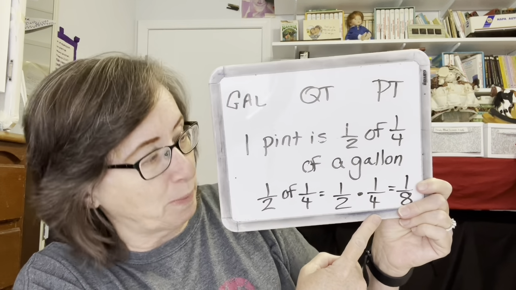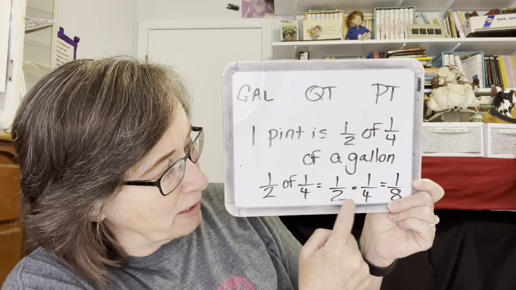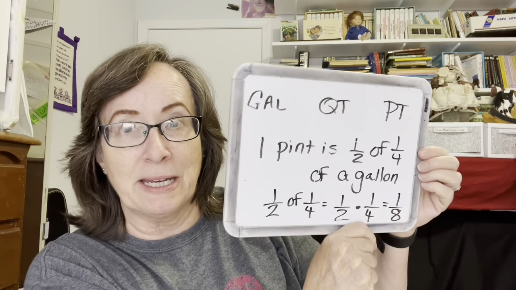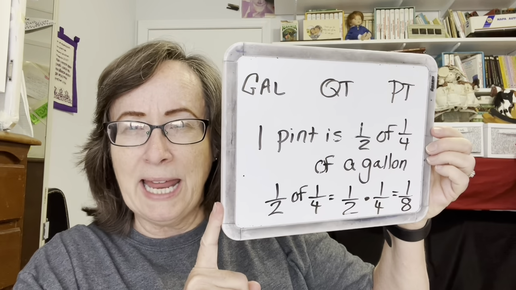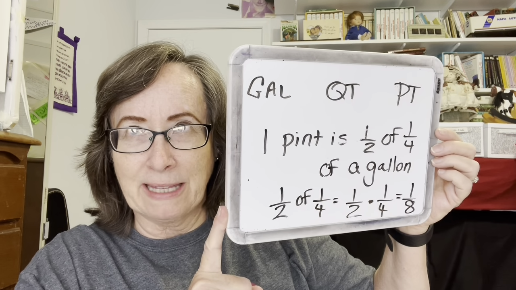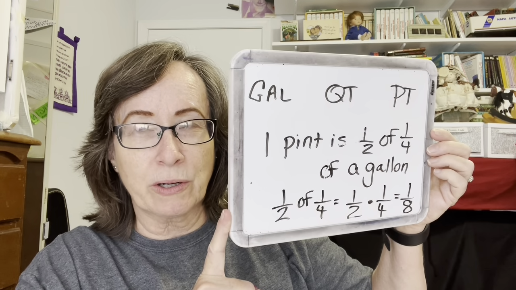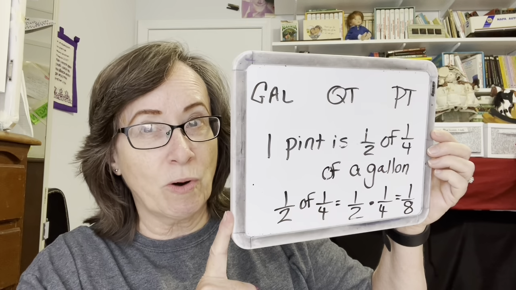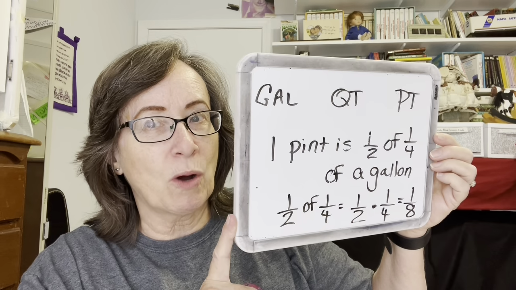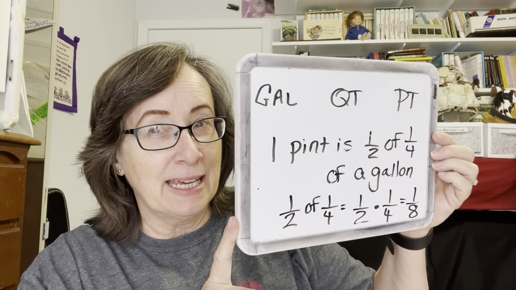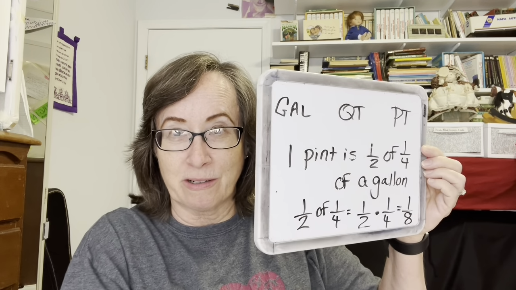And remember, when we're multiplying, we multiply the two numerators to get the new numerator and the two denominators to get the new denominator. Now, another thing I want you to think about is 1/2. All right, think of a pizza. 1/2 is half of a pizza. 1/4, picture a fourth of a pizza. How big is 1/8? It is smaller than either the half or the quarter.